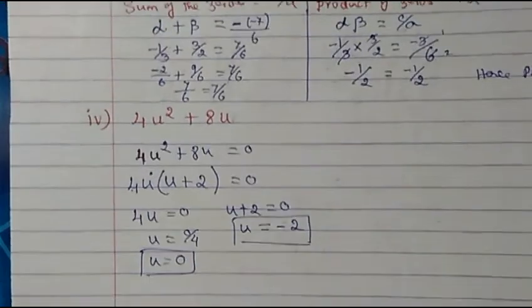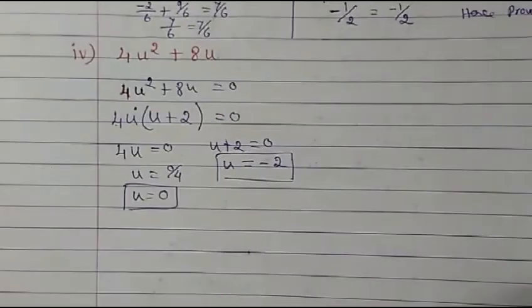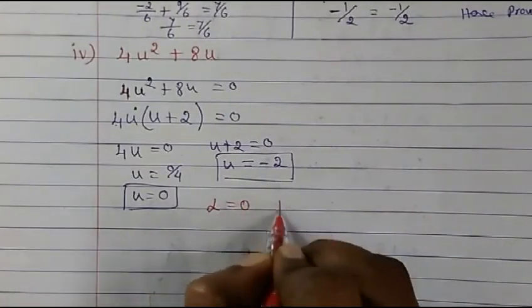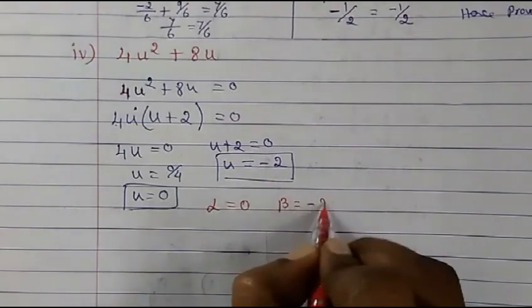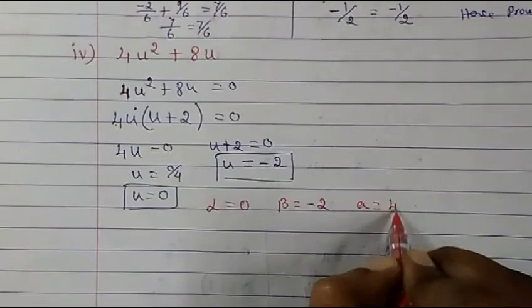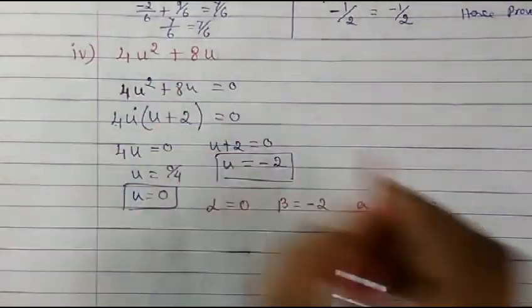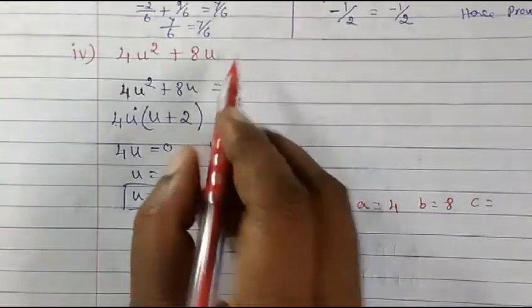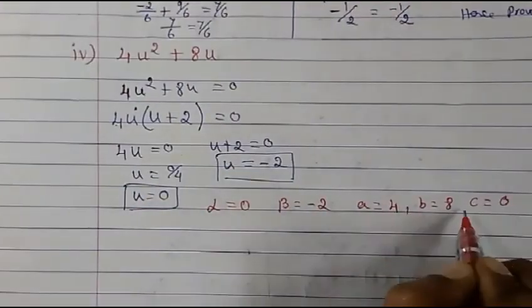So let's write down the values that we have got. So alpha we have 0. Beta we have minus 2. A is what? A is 4. B is 8. C we don't have. Constant term we don't have. So we write it 0.